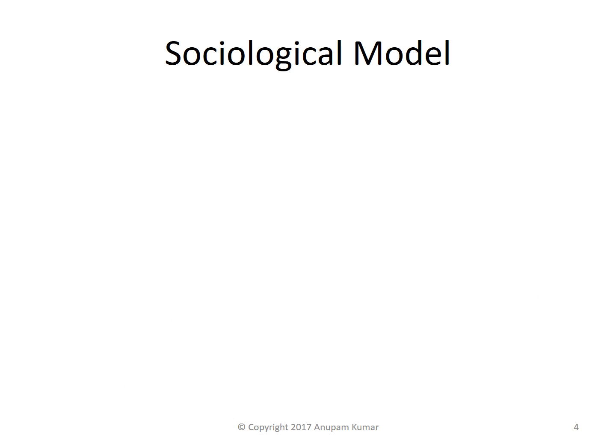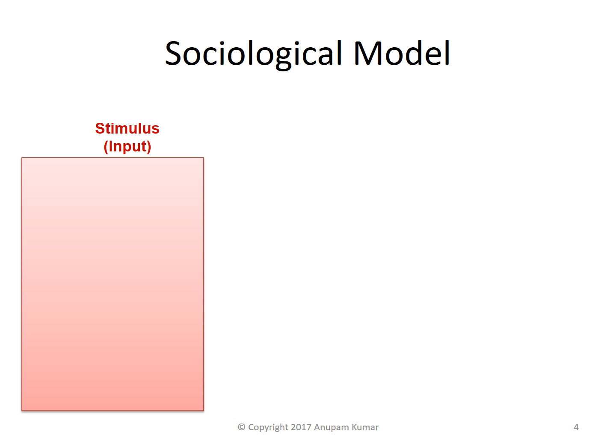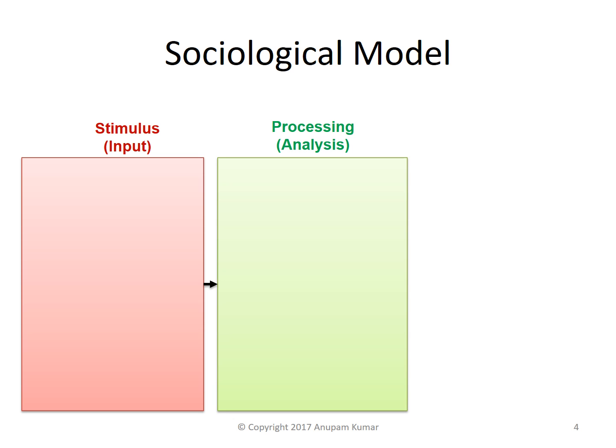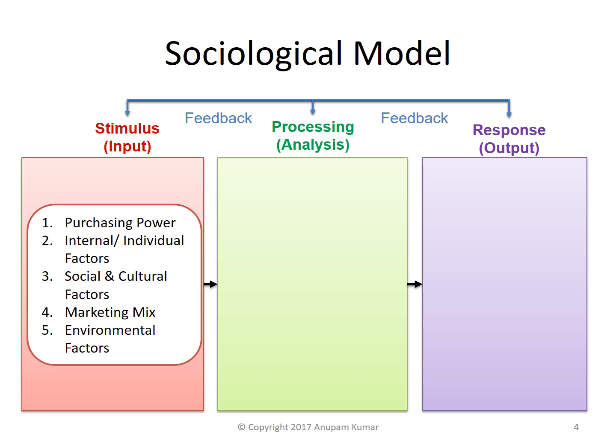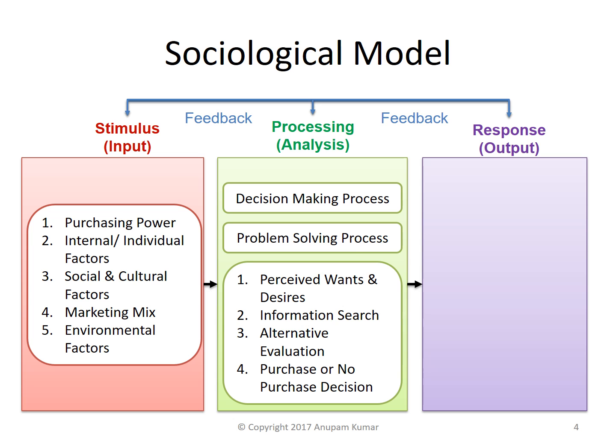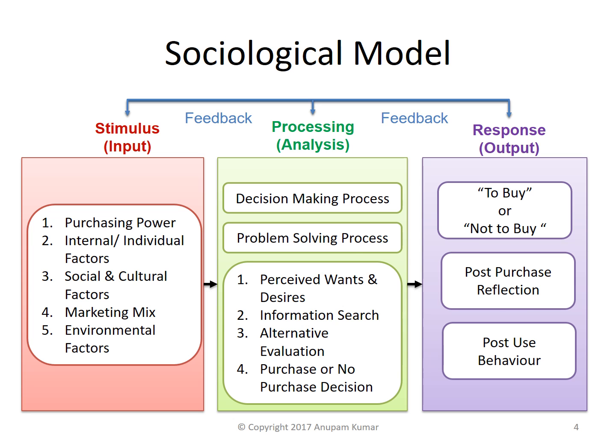Now, let us have a look at this model. As per this model, we have the stimulus, which is the input, the processing, which is the analysis, and finally, we have the response, which is the output. All these three components are joined together through a network of feedback. So we have the inputs, the analysis, and the outputs.